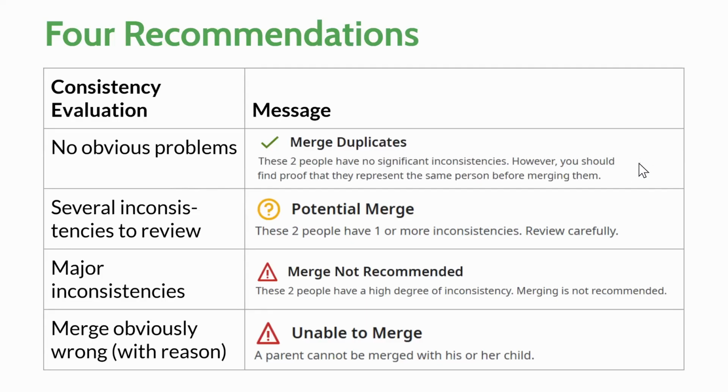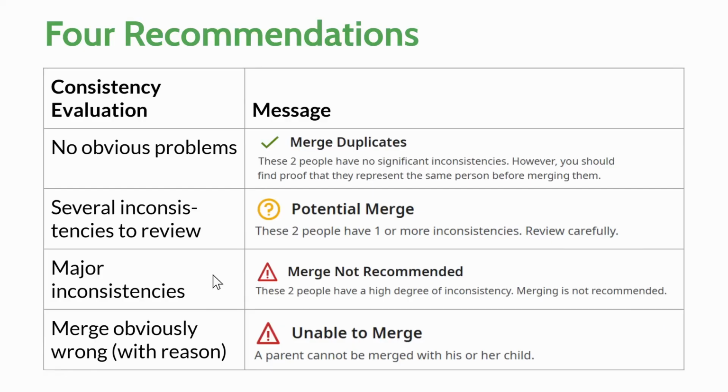They do still recommend that you find proof that they represent the same person before merging. Some profiles will have minor inconsistencies, so there are things you want to look at, but they don't necessarily mean that there's a problem. So these types of profiles are labeled potential merge. They've got a question mark and it's recommended that we review them carefully.